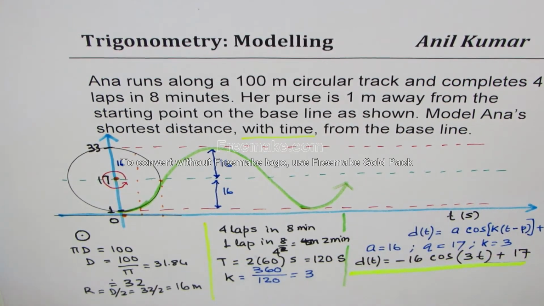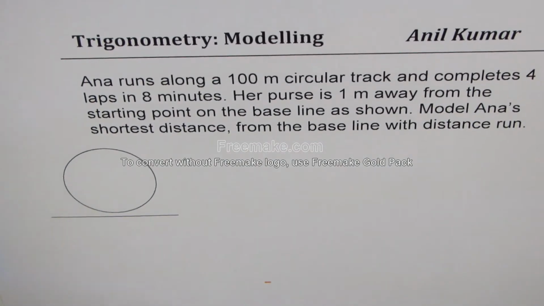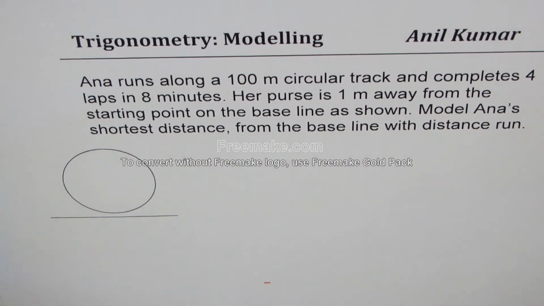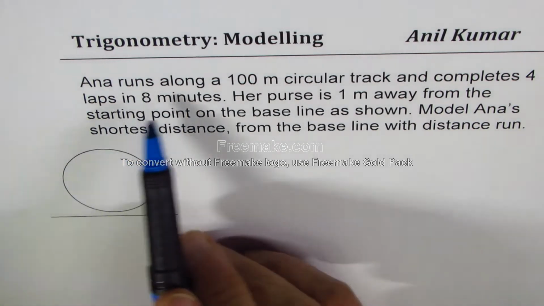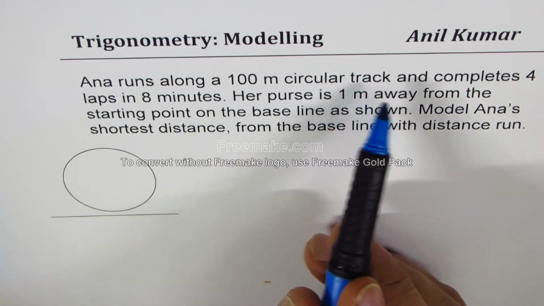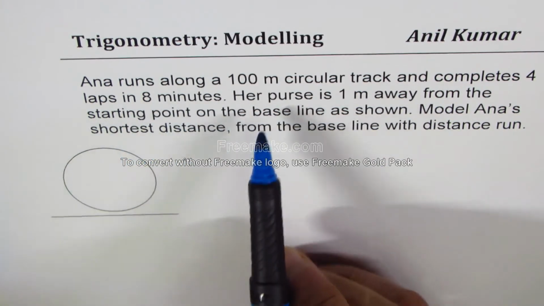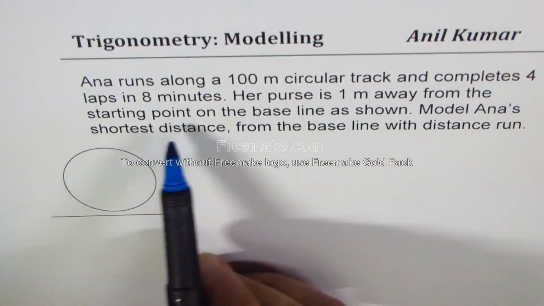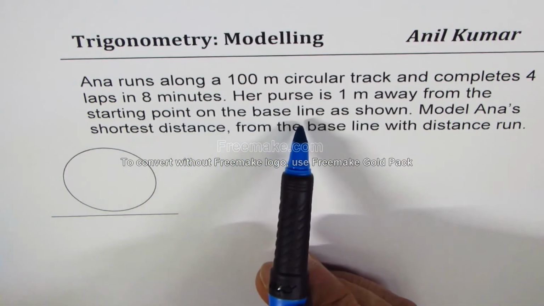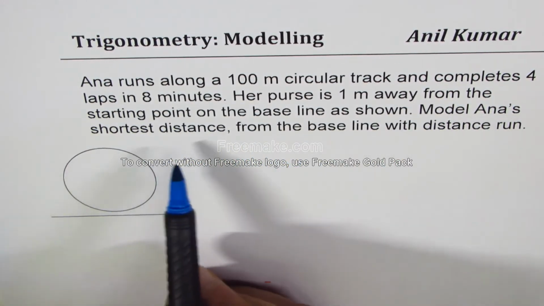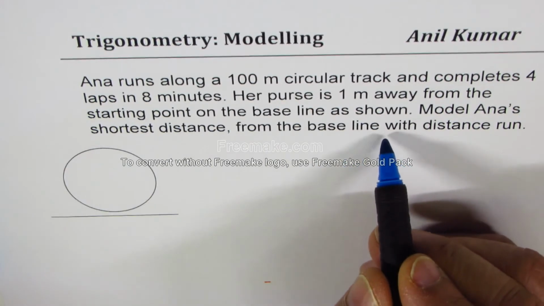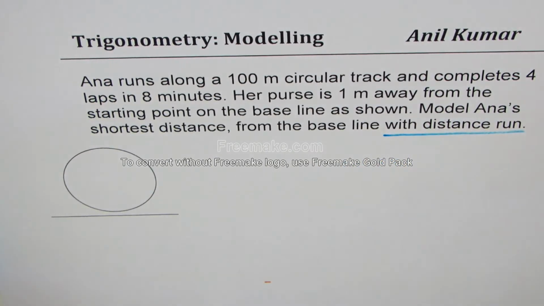So now let's take the other variation of the same thing. So this is right here. With the first part, I think the concept is clear. What we are really talking about is Anna runs along a 100-meter circular track and completes 4 laps in 8 minutes. Her purse is 1 meter away from the starting point on the baseline as shown. Model Anna's shortest distance from baseline with distance run. So that's a variation.